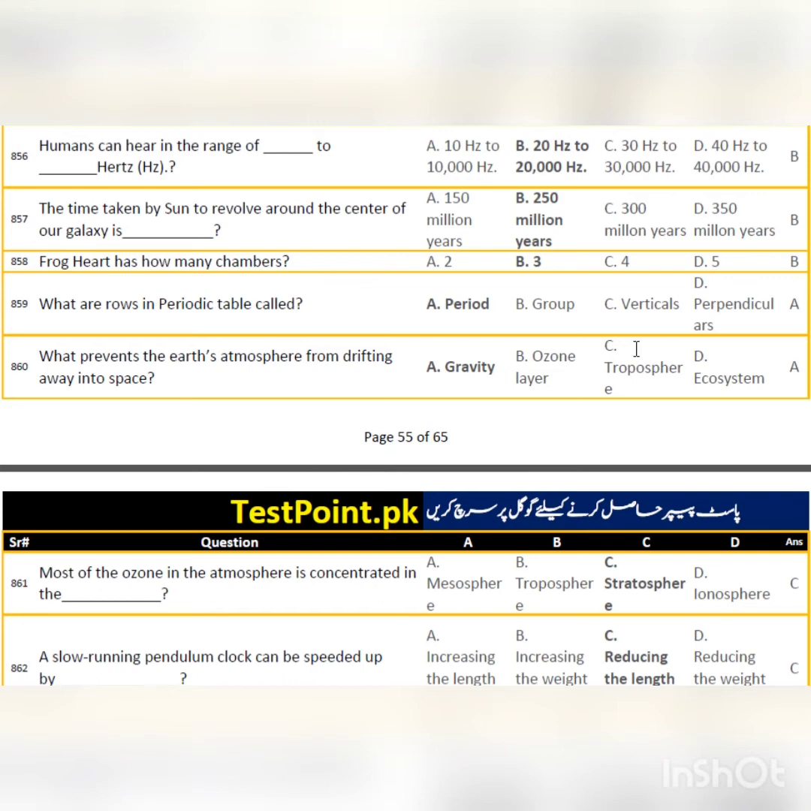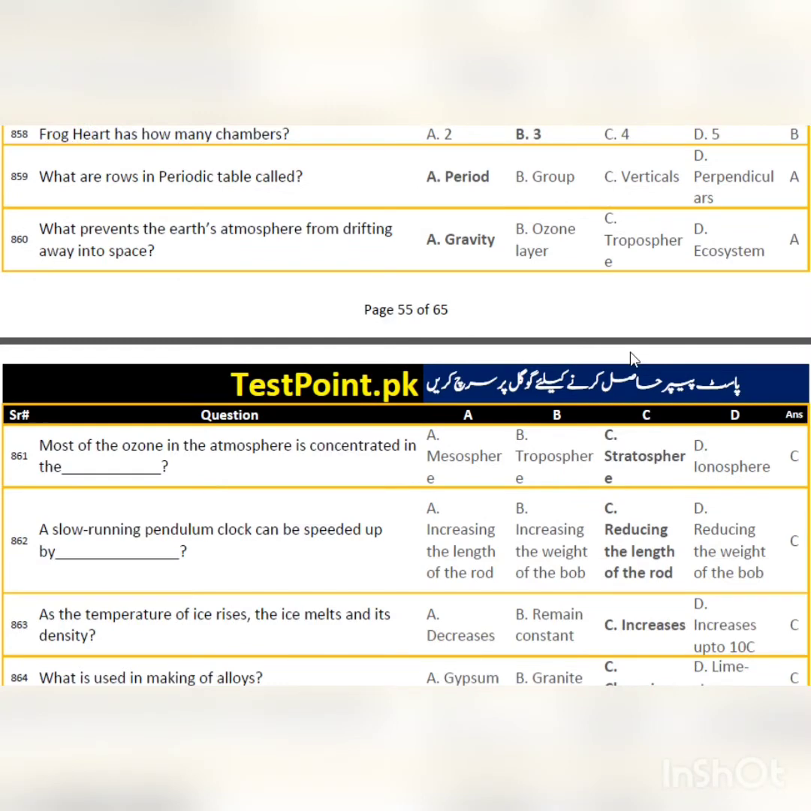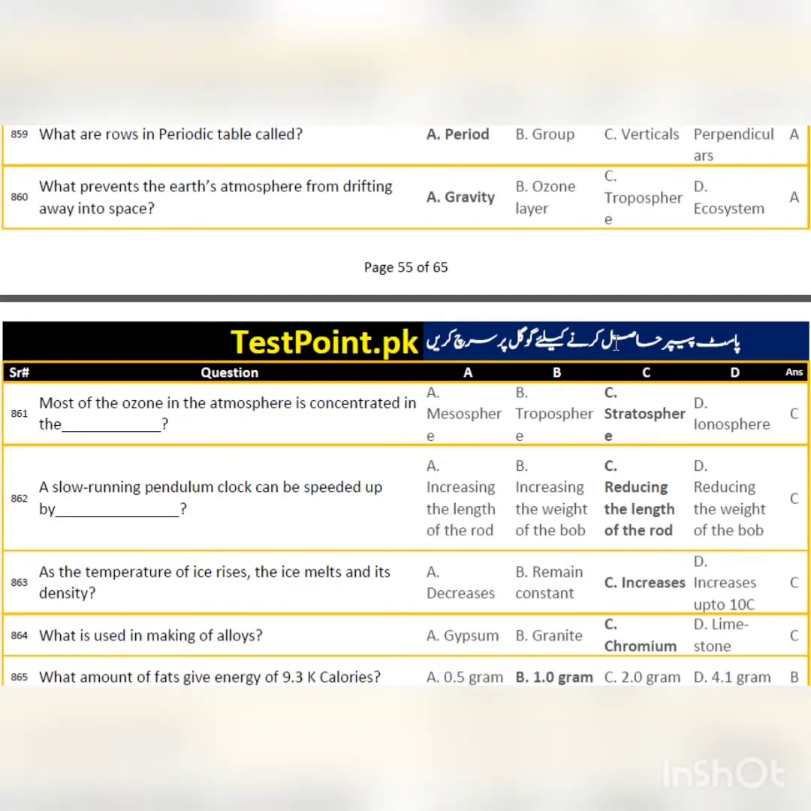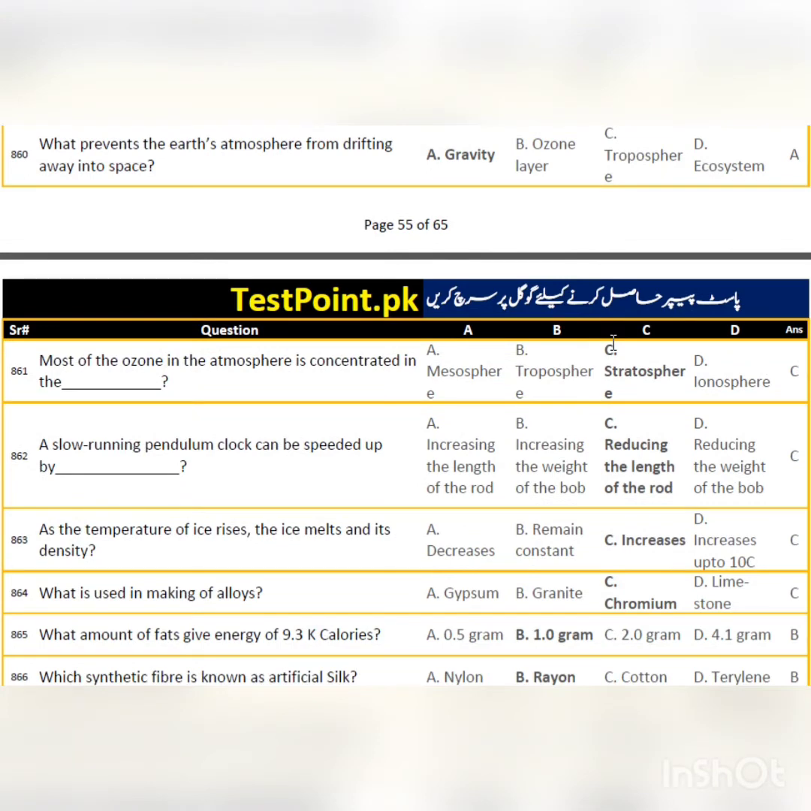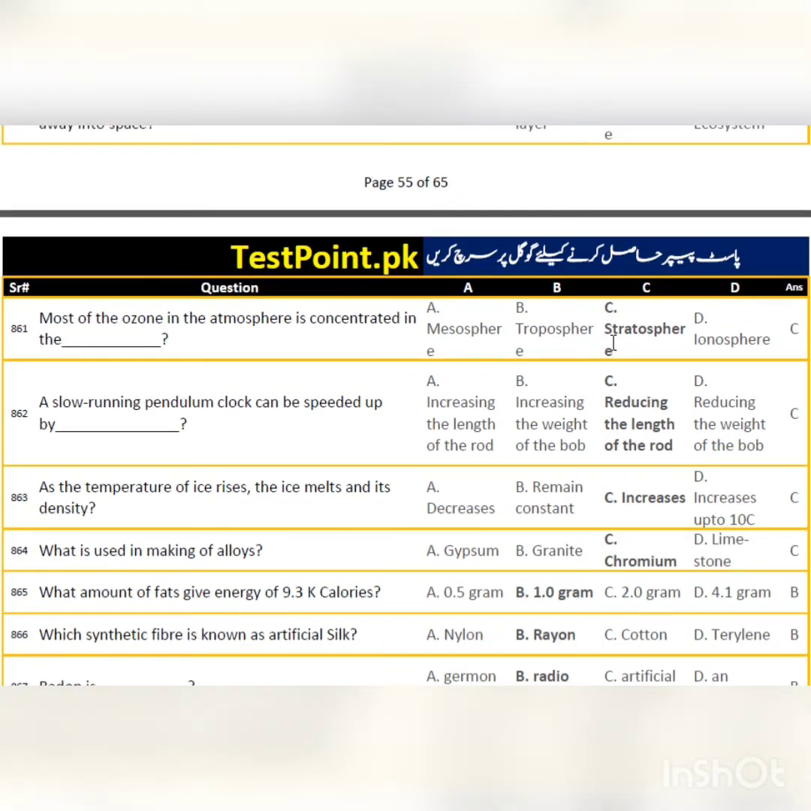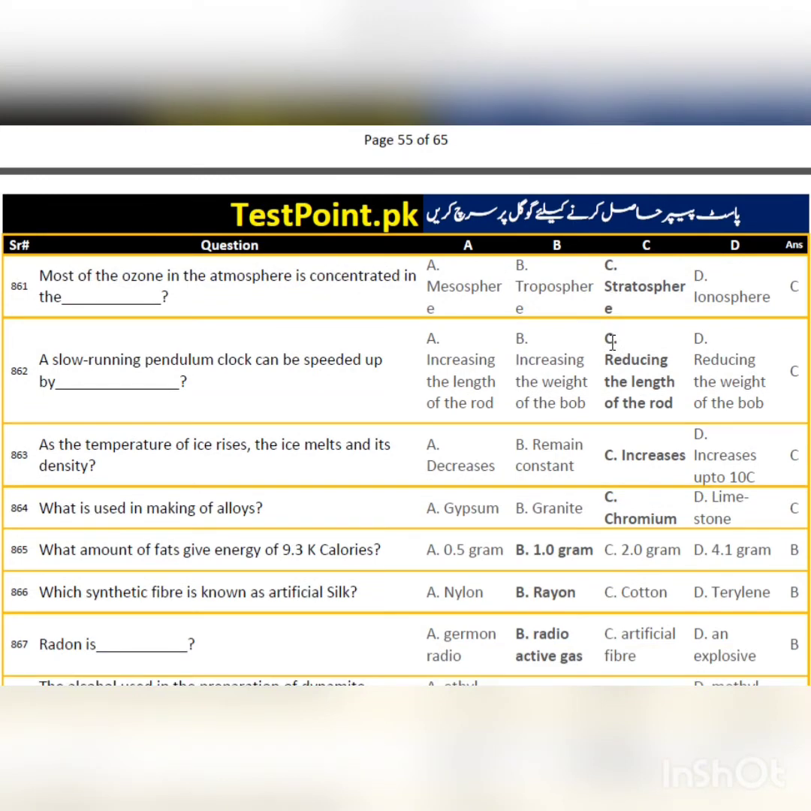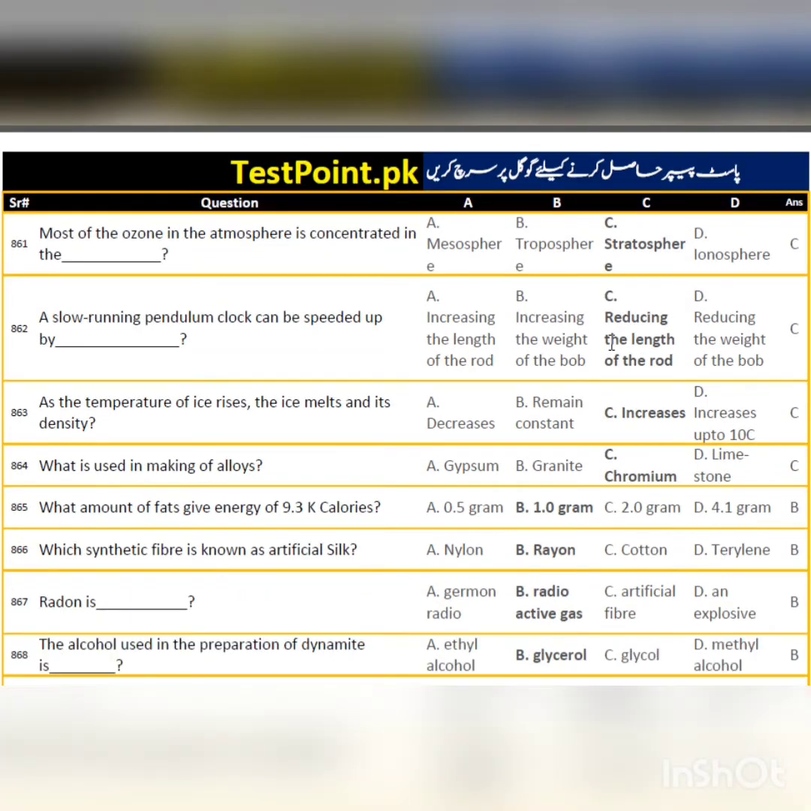Medulla oblongata is a part of the human A. heart, B. brain, C. liver, D. sex organ. Answer is the B. Brain.